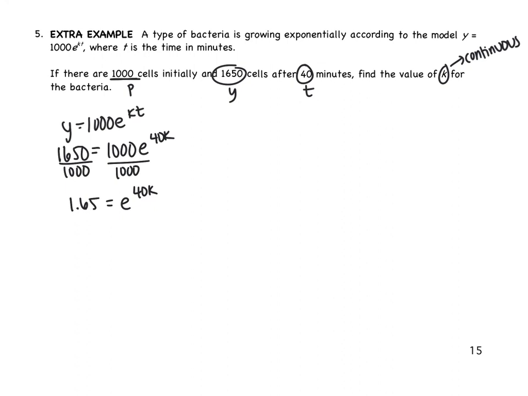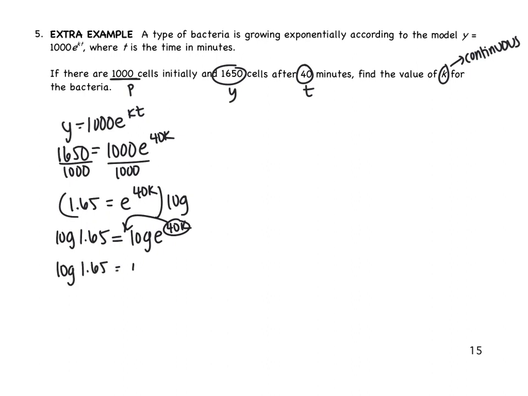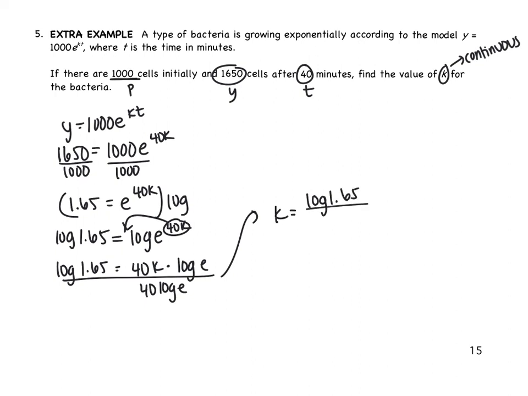We've talked about if you're stuck in the form that you're in, take the log of both sides. So I get log of 1.65 is equal to log of e to the 40k. That power is going to come out in front. So I have log of 1.65 is equal to 40k times the log of e. If I'm looking for k, I can divide by everything I don't want on the right side. I don't want that 40, I don't want that log of e. So my k ends up being log of 1.65 divided by 40 times the log of e.